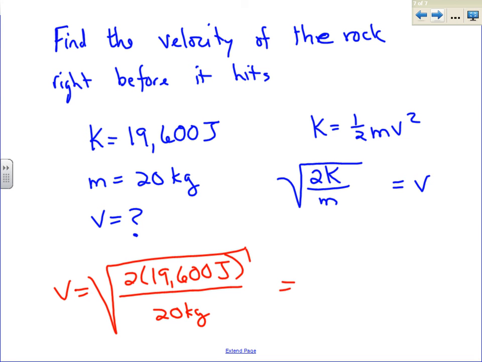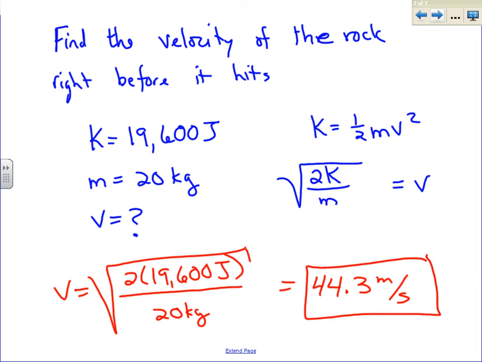Your velocity is, be sure to square root your numbers, 44.3 when I round to 3 sig figs, meters per second is my final velocity. Now your units, if you remember, a joule is a kilogram meter squared over seconds squared. The kilograms are going to cancel, and then you're taking the square root of meters squared over seconds squared.